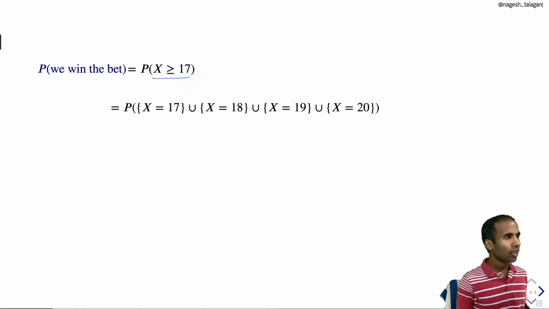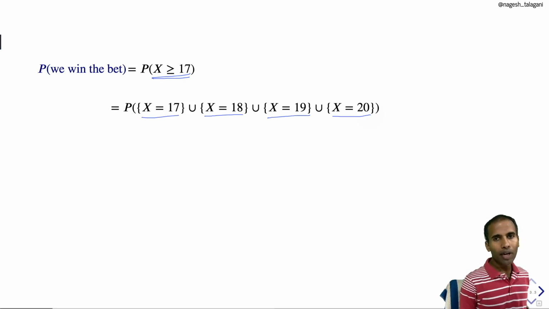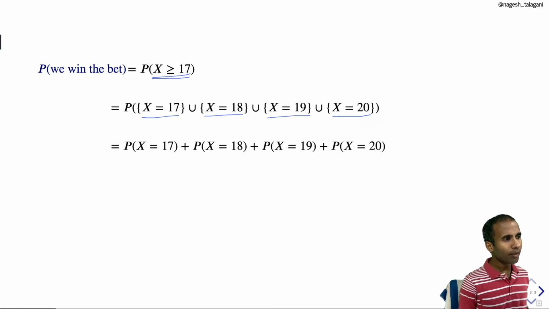So, X greater than or equal to 17 we are writing as X equal to 17 union X equal to 18 union X equal to 19 union X equal to 20. These are 4 mutually exclusive events. So by finite additivity, this probability we can write as the sum of these probabilities: probability of X equal to 17 plus probability of X equal to 18 plus probability of X equal to 19 plus probability of X equal to 20.